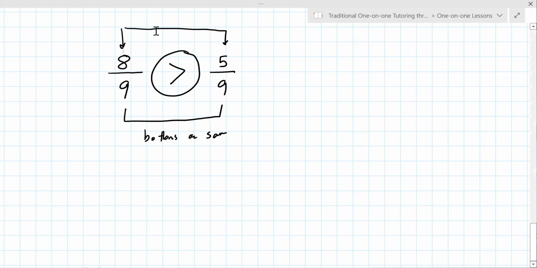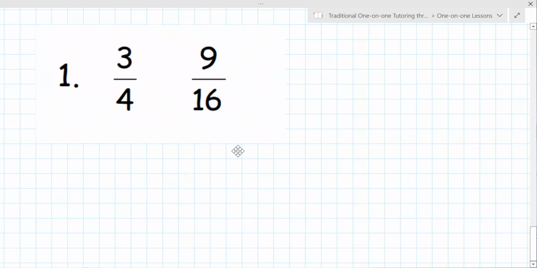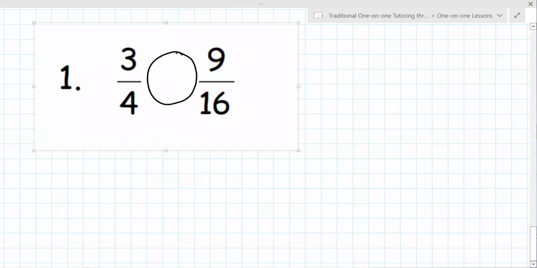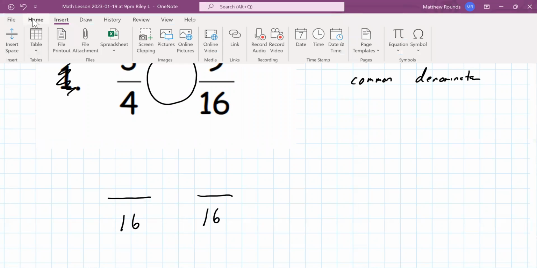Okay, and that's a fairly straightforward recipe, but the problem is you're going to get something like number 1 here, where the bottoms are not the same. Let me snip this in. So you're going to get a problem like this, and you've got to figure out what goes in here. So to do this, you make a common denominator. Okay, so our common denominator is going to be 16. And we'll talk about why in a moment, but just go with that for now.